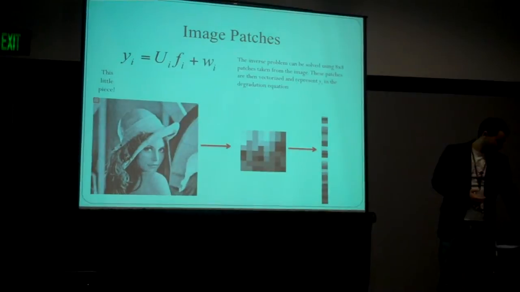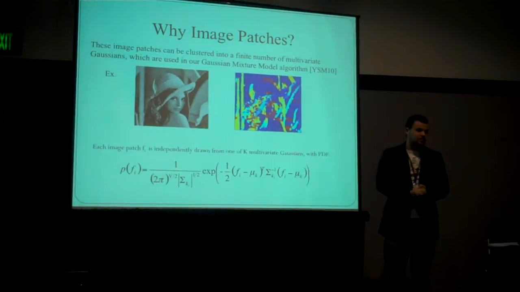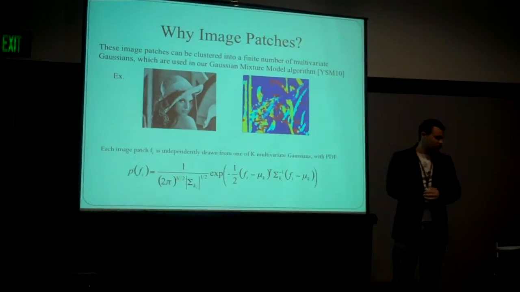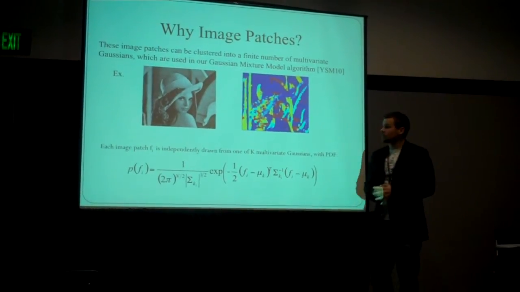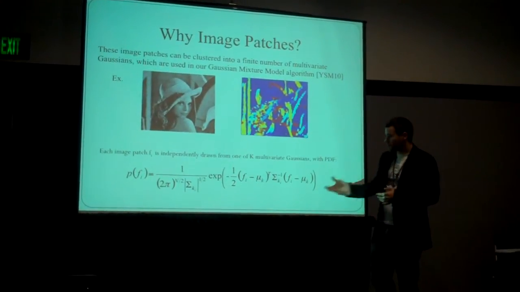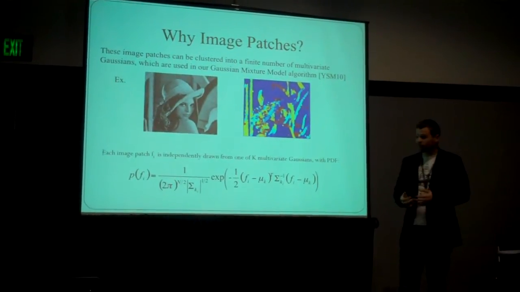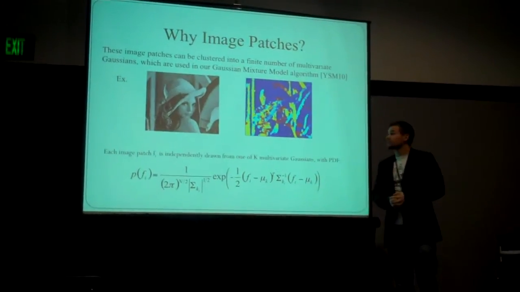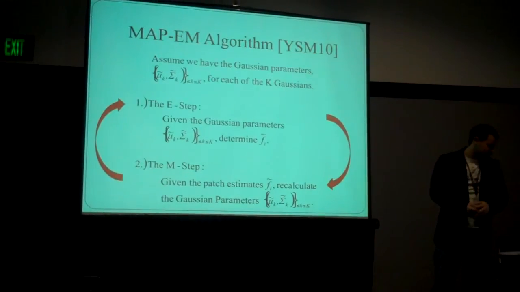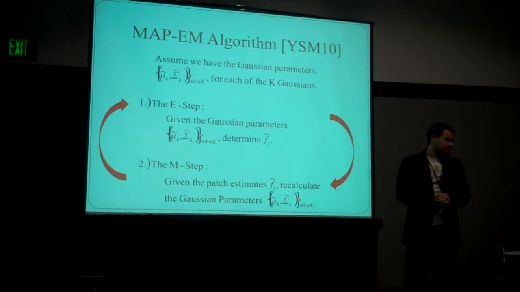Now, why do we use image patches as opposed to the whole image, especially since there are so many of them? These guys up at Minnesota, Sapiro and Mallat, showed that these patches can be clustered into a finite number of multivariate Gaussians, which have a probability density function shown here. It's basically the same as a normal Gaussian, but with any number of variables that you want. And we use these image patches in their Gaussian mixture model algorithm, which is an adaptation of the MAP-EM algorithm.